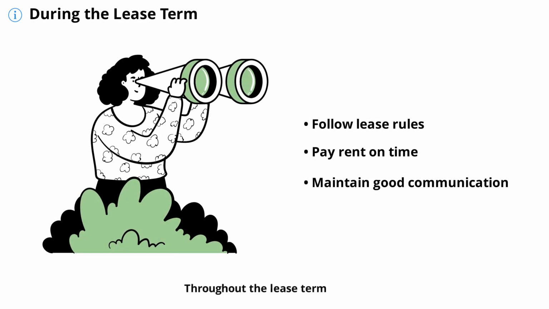Throughout the lease term, both tenant and landlord must follow the agreed-upon rules. Tenants should pay rent on time and take care of the property, while landlords must handle repairs and respect the tenant's privacy. Good communication can help resolve any issues that arise during the lease.